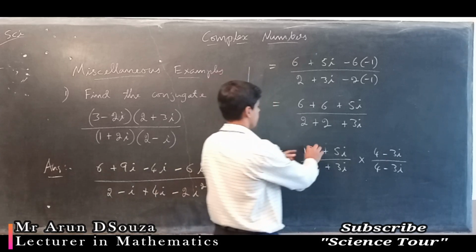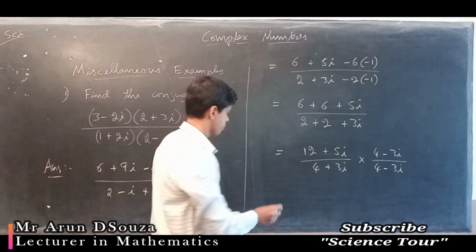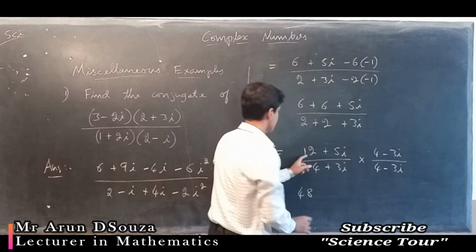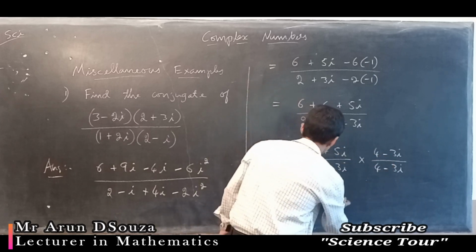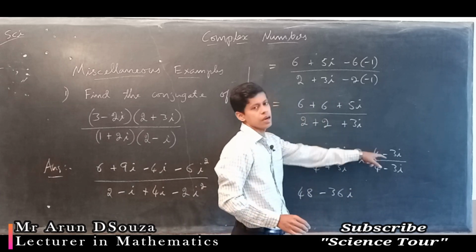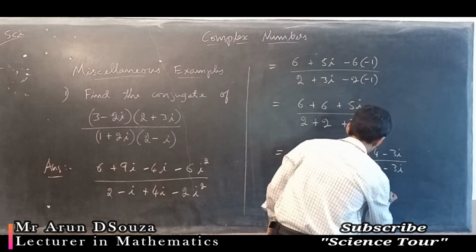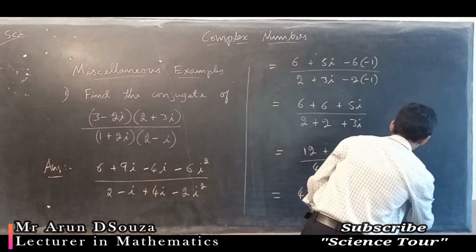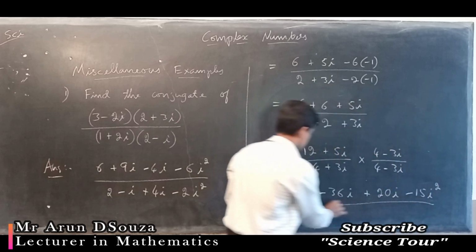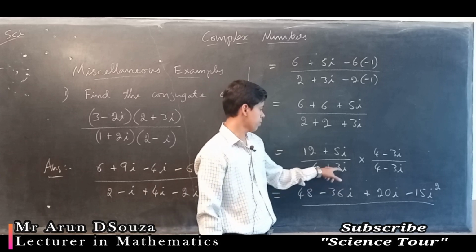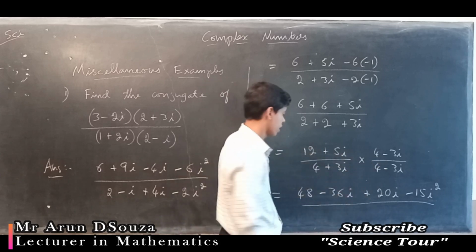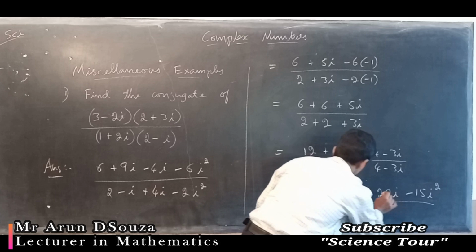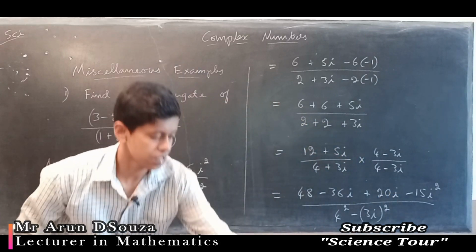All right, now multiply. 12 into 4 is 48, then 12 into minus 3i is minus 36i, 5i into 4 is 20i, then 5i into minus 3i is minus 15i square. Now the denominator is of the type a plus b into a minus b, a square minus b square. So this is 4 square minus 3i whole square. That is an easy thing to simplify.